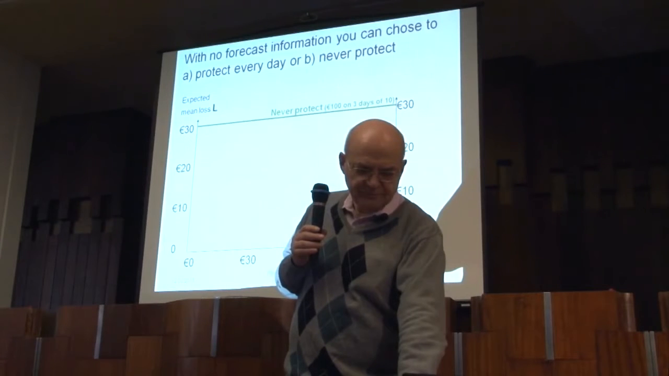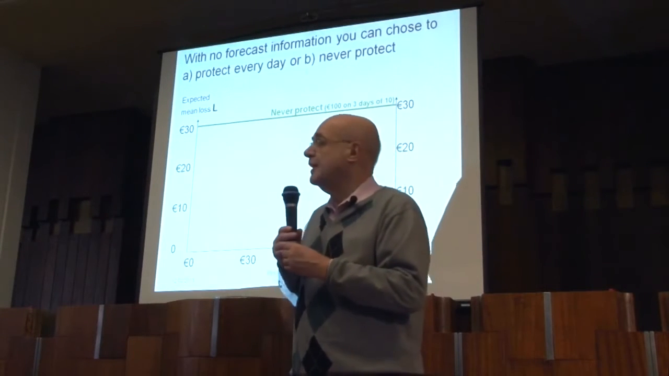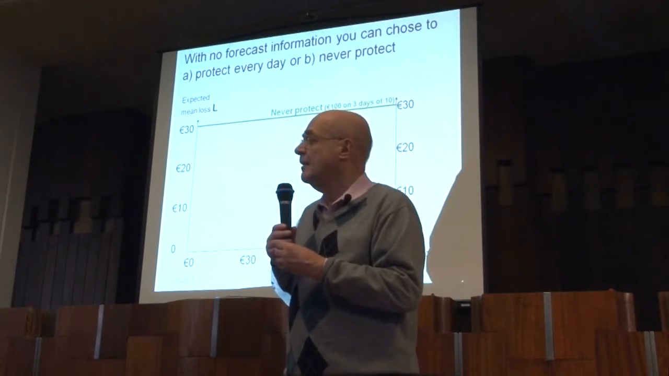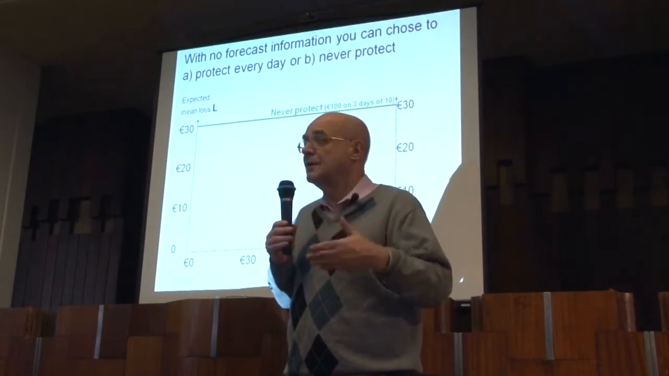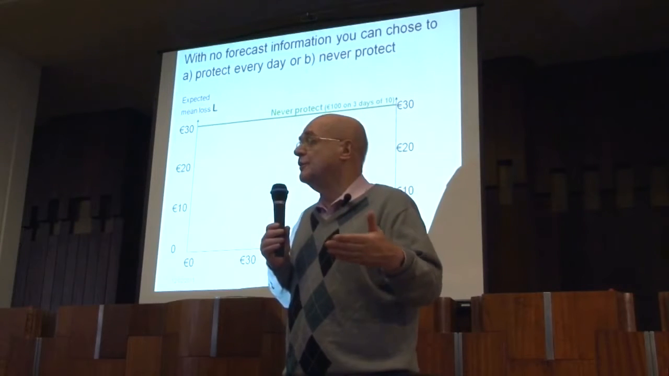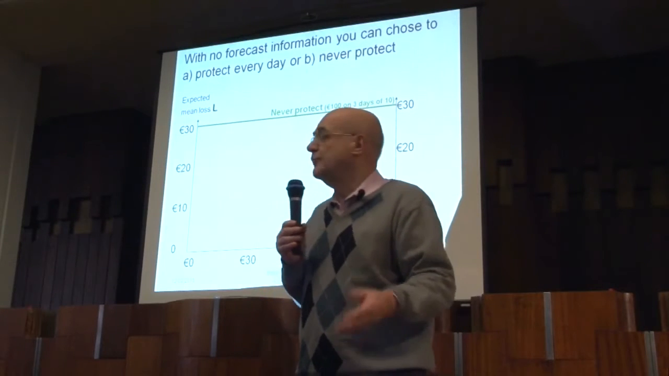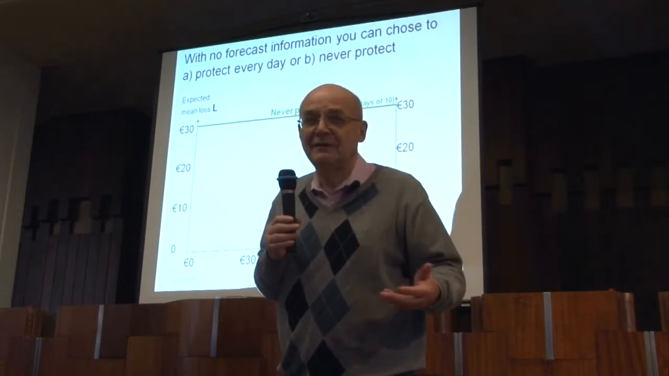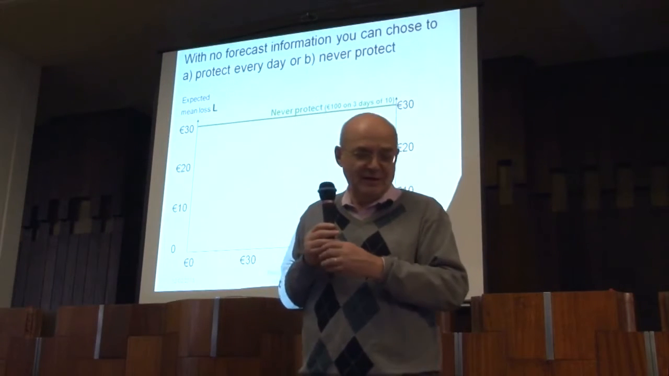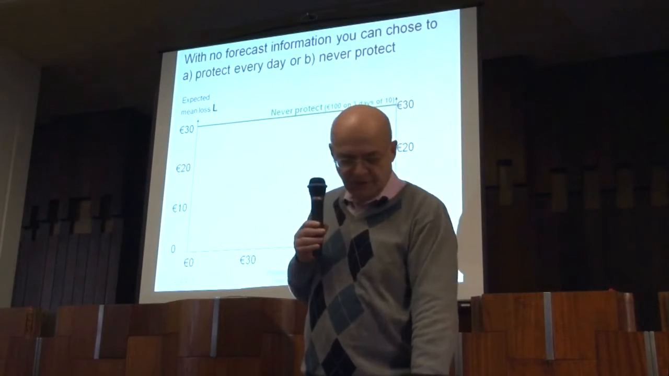So here is now when you never protect, you run, as I said, an average risk of 30%. So you will lose on average 30 euros or dollars. Now this is euro, which was not the currency in California in the 1930s, but never mind. So 30 euros per day on average if you don't protect.